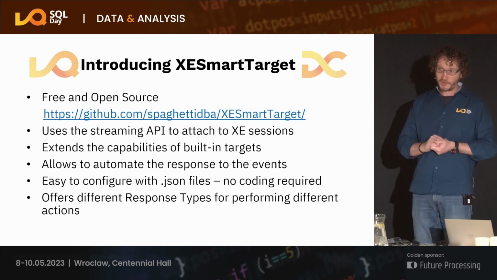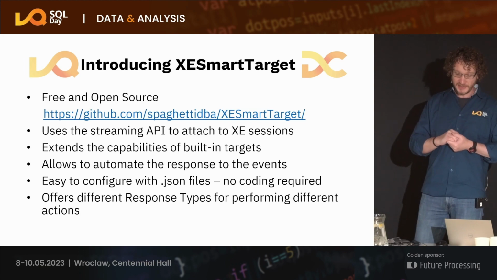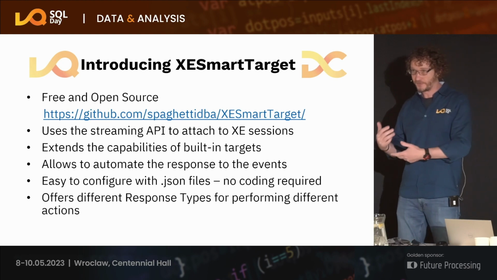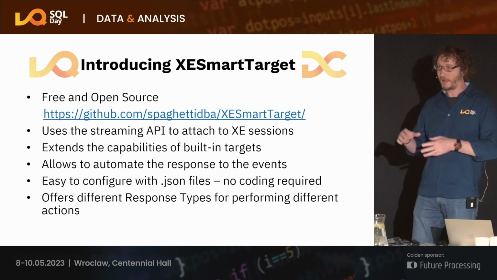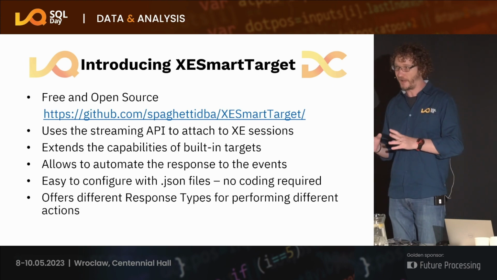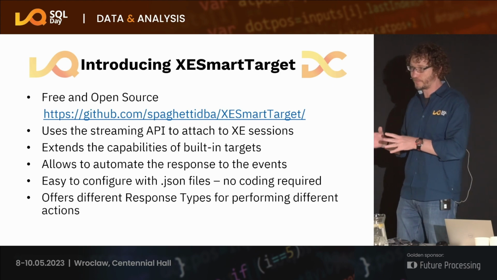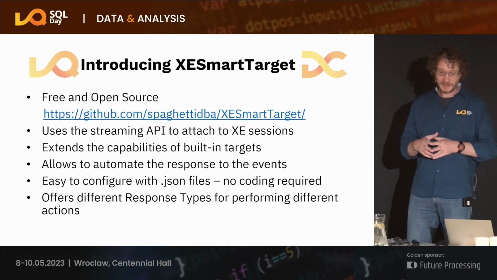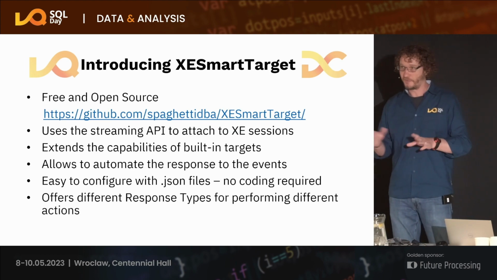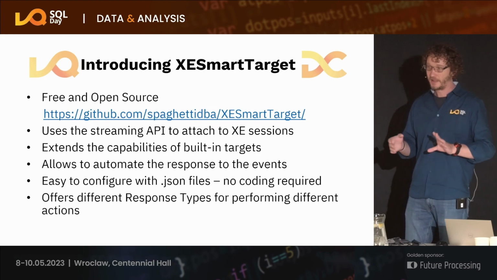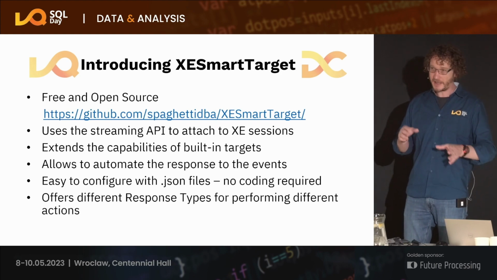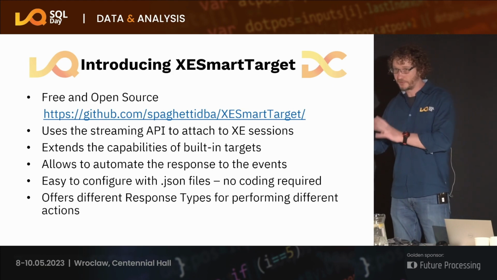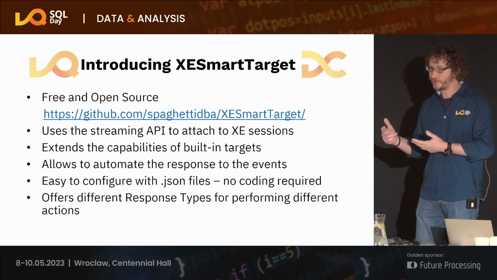So what we will do is use XESmartTarget to automate the response to some events. And the way we do it is by feeding XESmartTarget a configuration file that tells it how to respond to particular events. This is done with a JSON file. You don't have to write any code. All you have to do is have a look at the documentation for the targets and assign values to the properties of the targets to decide what is going to happen.